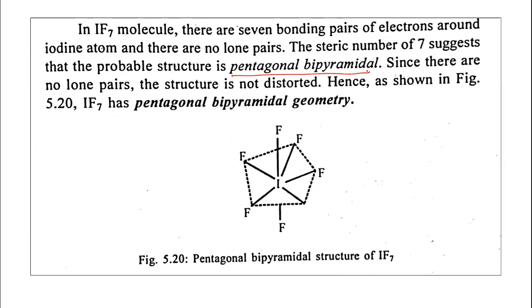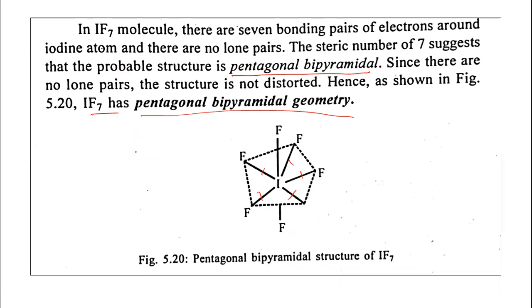Pentagonal bipyramid: two pyramids, this is one and this is the second. Pentagonal: 1, 2, 3, 4, 5. And bipyramid, this one and this one. So IF7 has pentagonal bipyramidal geometry, and this is the only molecule that does not have any lone pair of electrons.